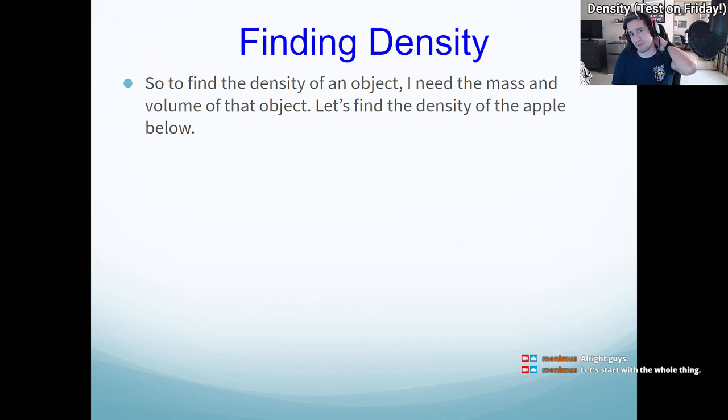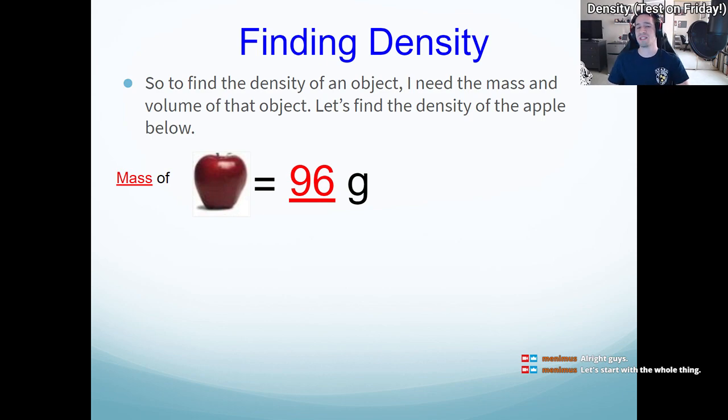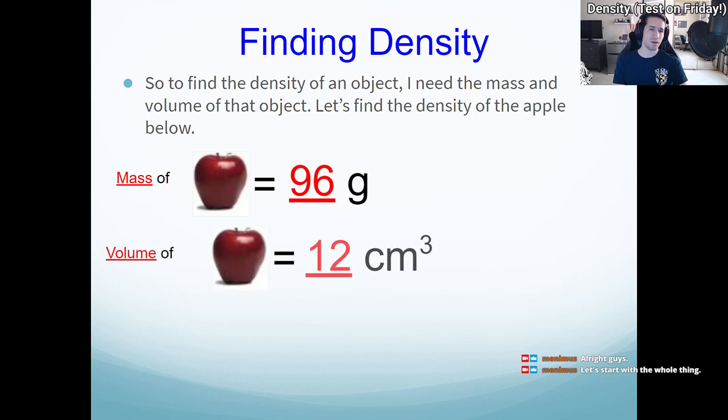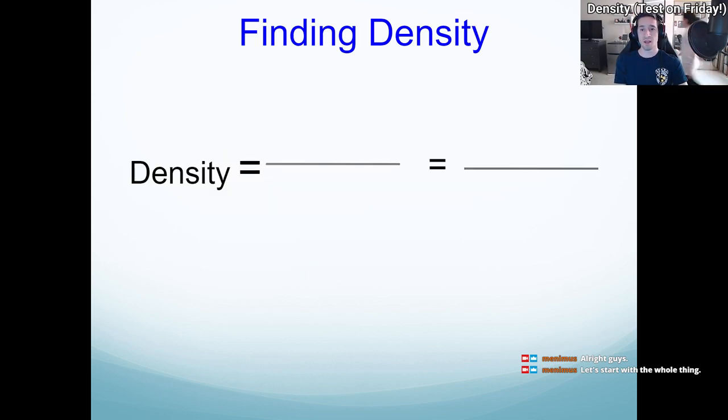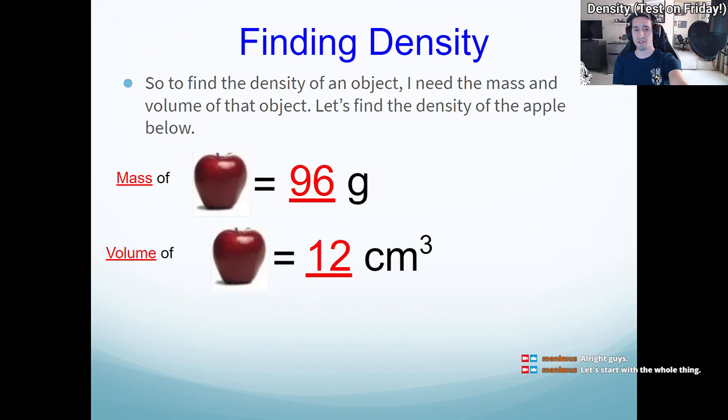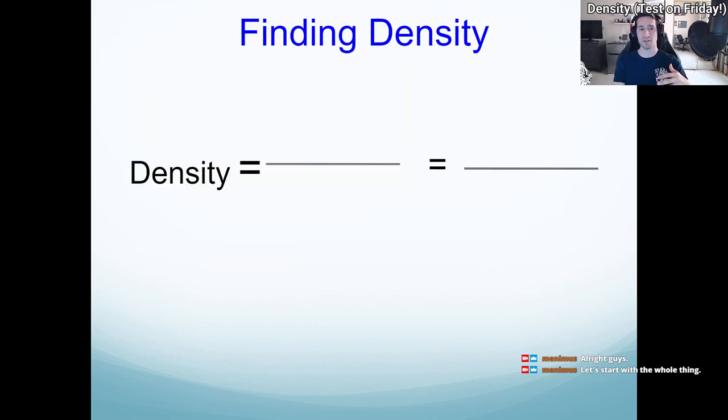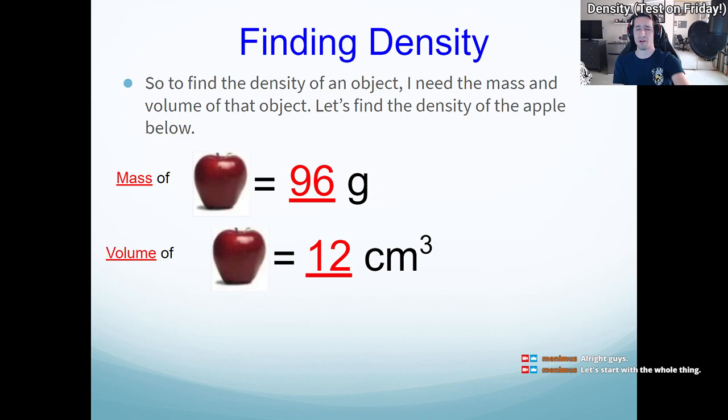So to find the density of an object, I need a mass and a volume of that object. So let's just find the mass of this apple right here. Let's say it's 96 grams, okay? And you have a volume of 12 cubic centimeters, right? So all you have to do, again, you have the data right here. So all you have to do is replace the mass and the volume, and you already have it right here. You got the mass and the volume.